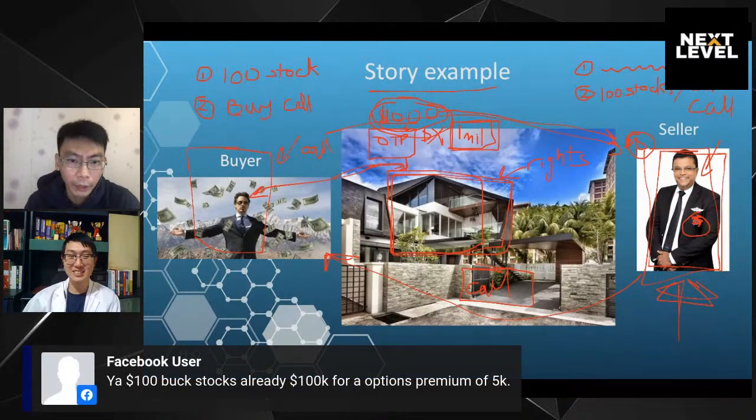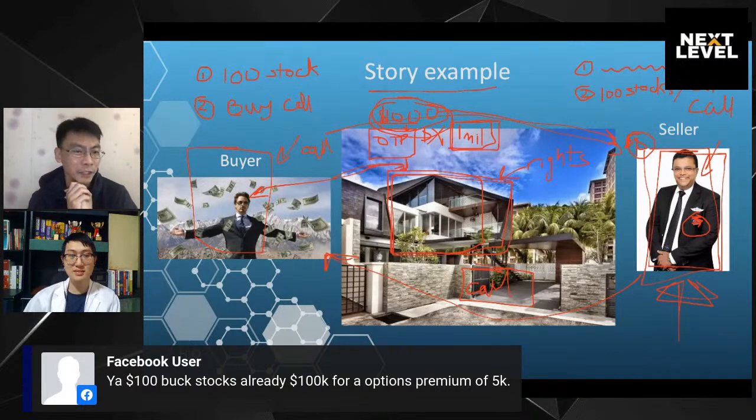$100 stocks, already $100. For options premium, 5K. Wow, options premium 5K. You think about it. If you have $100,000, and you can make 5K every single month. I want to emphasize, it's not always consistent. But can you tell me where else can you get 5K of passive income?